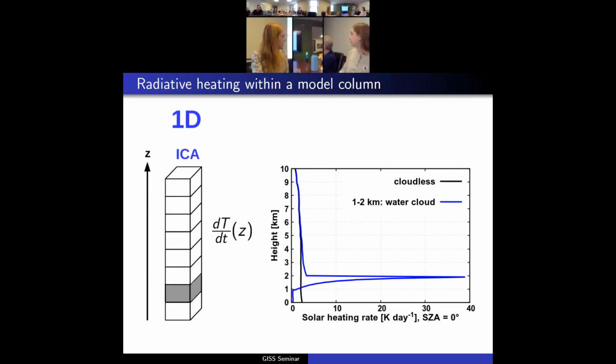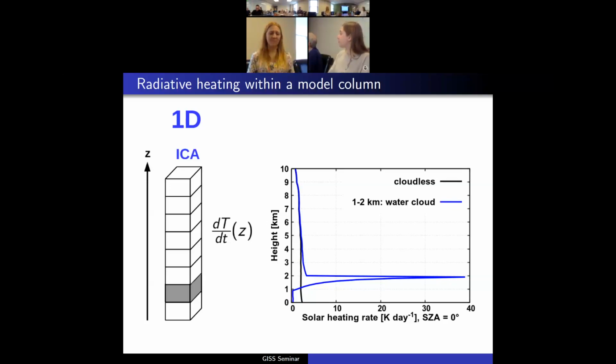In the second step, I filled the region of this column between 1 and 2 kilometer height with typical optical properties of a water cloud, and I repeated the same experiment. And I got this blue curve. So we see a strong solar heating rate of up to 40 Kelvin per day in the region where the cloud is located. This is due to absorption of solar radiation in cloud liquid water, so droplets are highly absorptive. This experiment nicely demonstrates how large the effect of a cloud is on the vertical profile of radiative heating rate. But clouds are not always so beautifully confined to a single column.